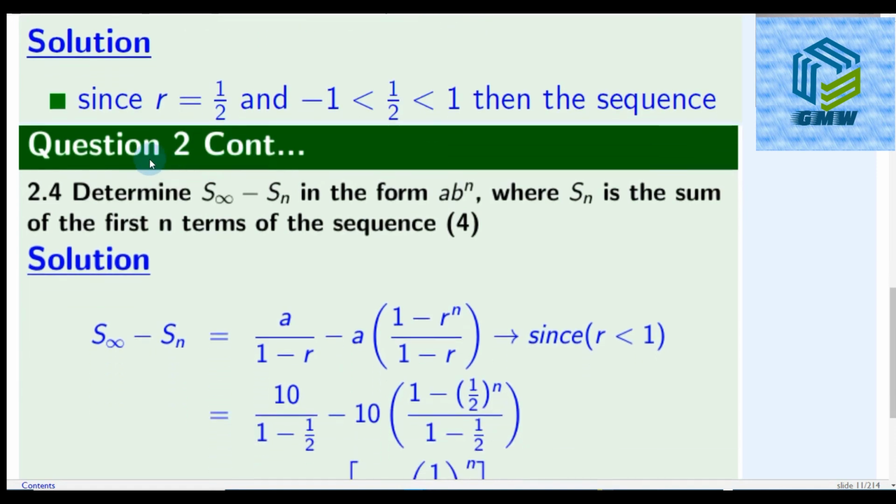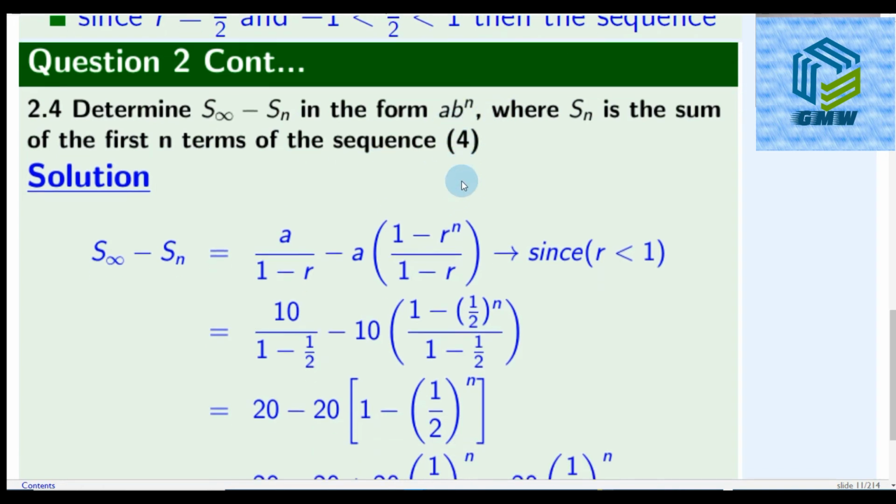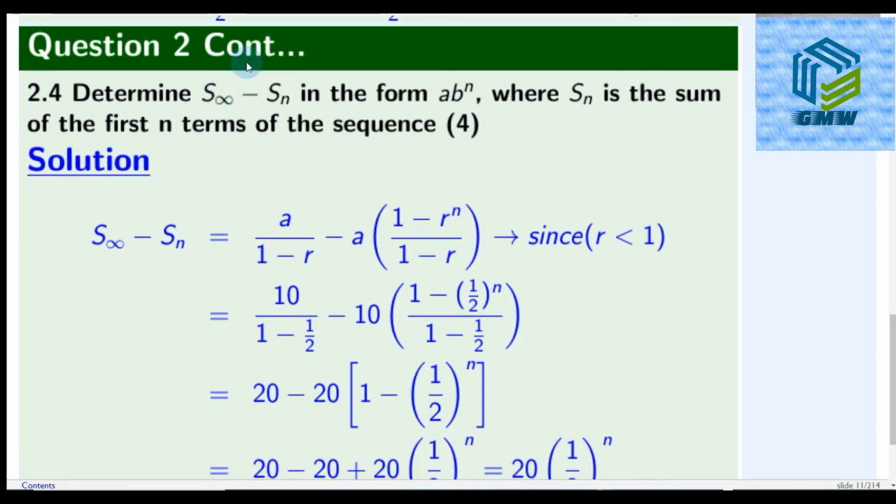Then question number 2 here, 2.4. Determine the sum to infinity minus the sum of n terms in the form a b to the power n, where Sn is the sum of the first n terms of the sequence, and you are given 4 marks for that. So the first thing to do, what does this mean? Sum to infinity minus Sn.